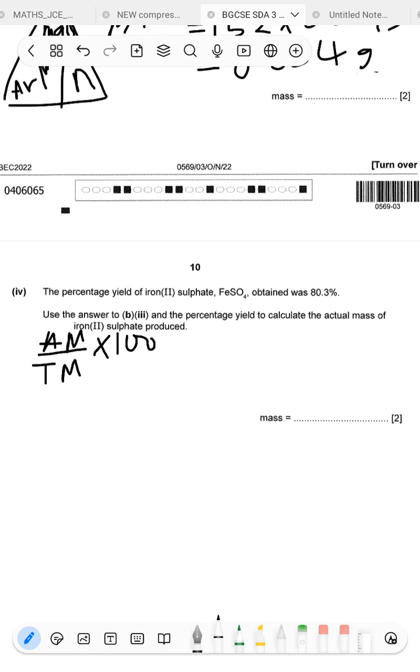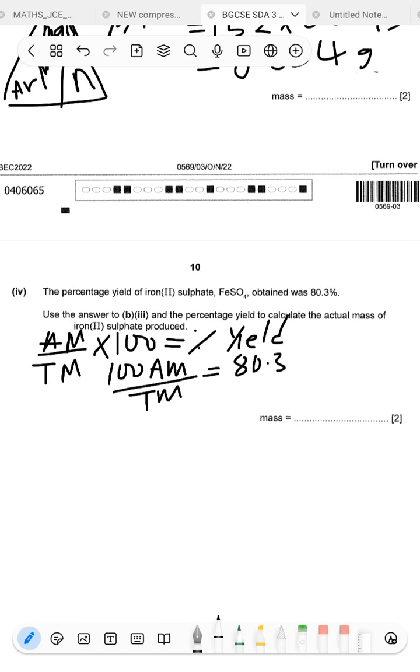Multiplied by 100, remember, percent means out of 100. You get your percentage yield, okay? And then here we just substitute everything. So actual mass is going to multiply by 100 over theoretical mass. What are we looking for? We are looking for the actual mass, okay? So this is going to be 100 actual mass over theoretical mass is equal to 80.3. Of course, there are other shortcuts that you can use, okay? Because you know that the 80.3 is out of 100, you can already do that. I'm supposed to substitute here.